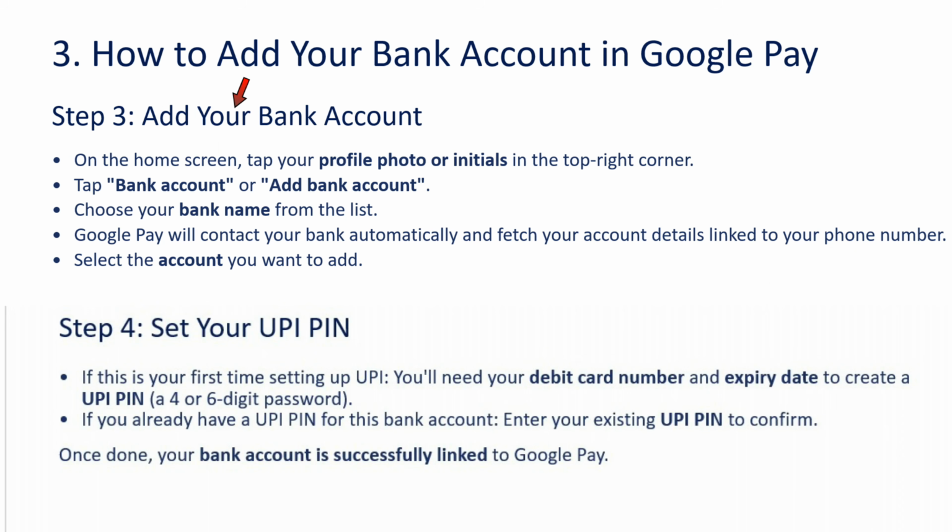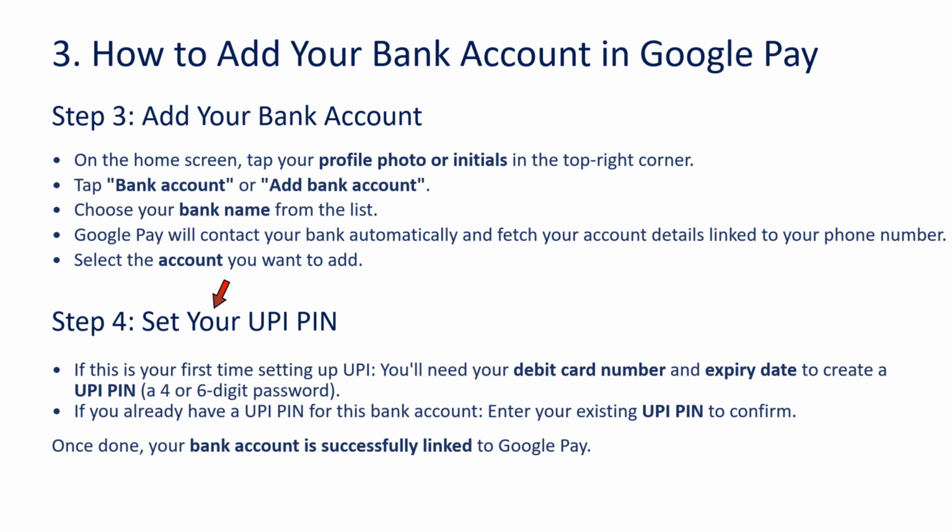Step 3 is add your bank account. On the home screen, tap your profile photo or initials in the top right corner. Tap bank account or add bank account. Choose your bank name from the list. Google Pay will contact your bank automatically and fetch your account details, which is linked to your phone number. Then select the account you want to add.